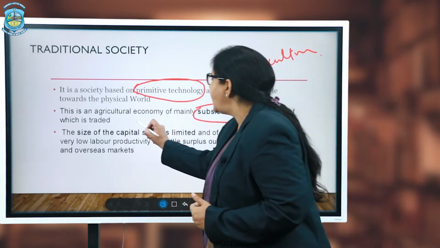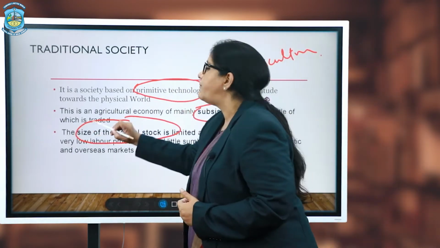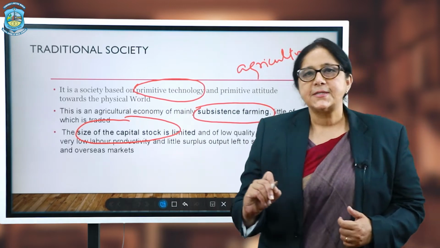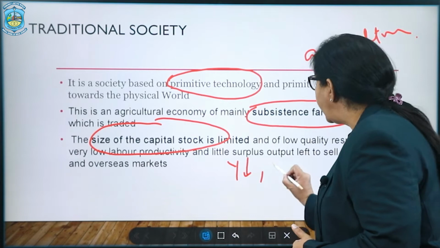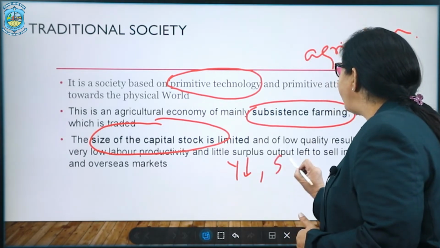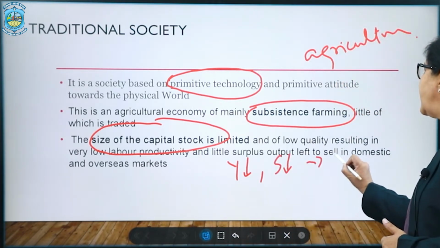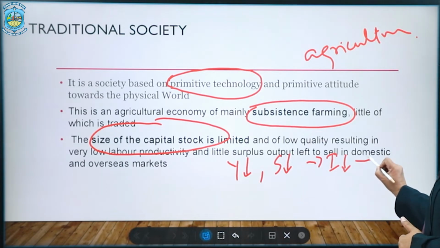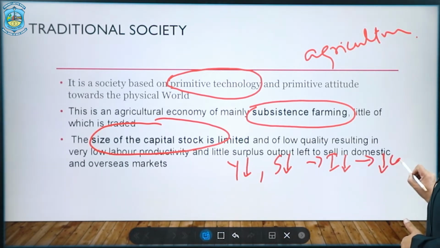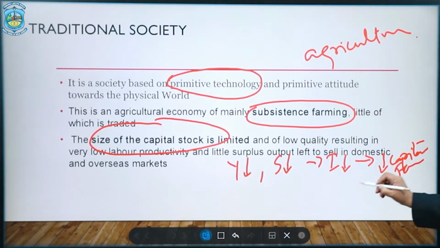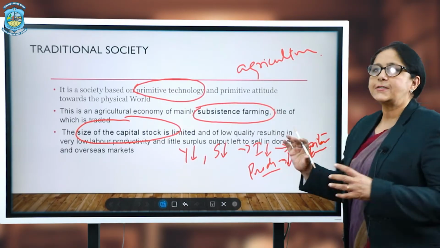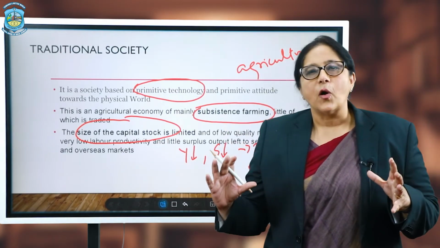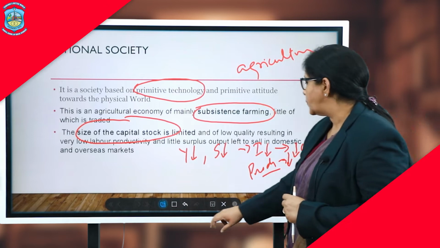Now, the size of the capital stock is very low. The reason for this is that income is low. As a result of low income, the savings are low, as a result of which investment is low. This low investment leads to a low level of capital formation, and because of the low level of capital formation, the productivity of the sector is also very low. So this is the first stage that every economy passes through.